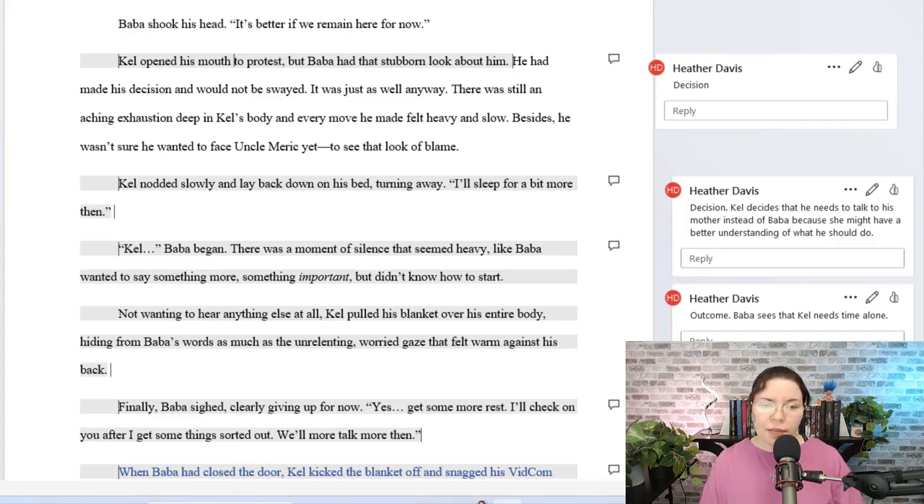Kel nodded and lay back down on his bed, turning away. "I'll sleep a bit more then."